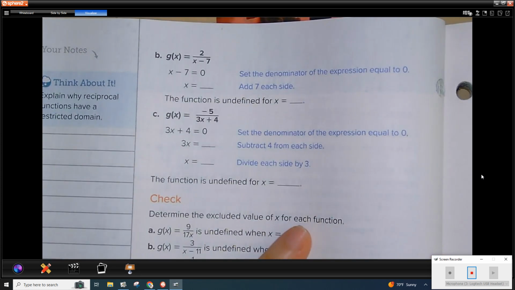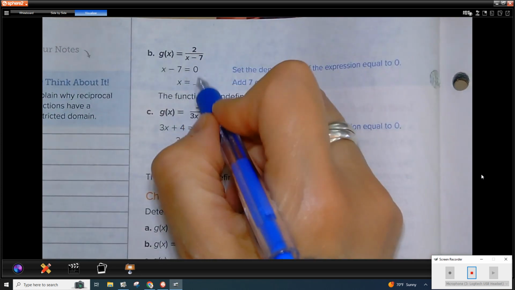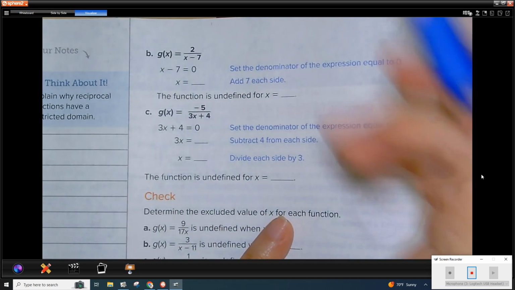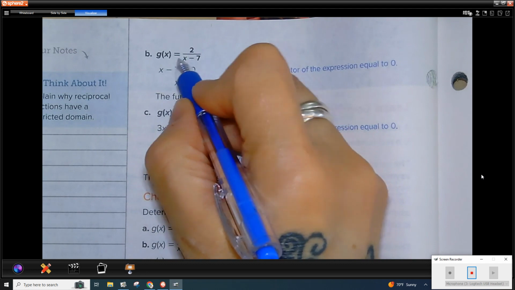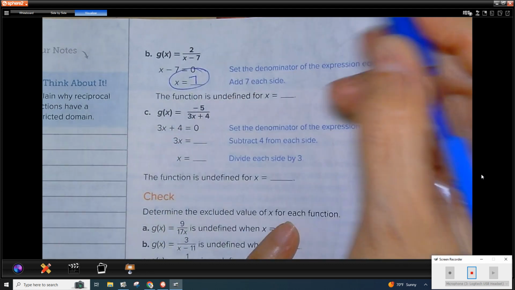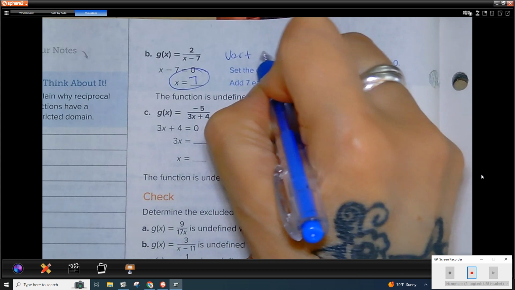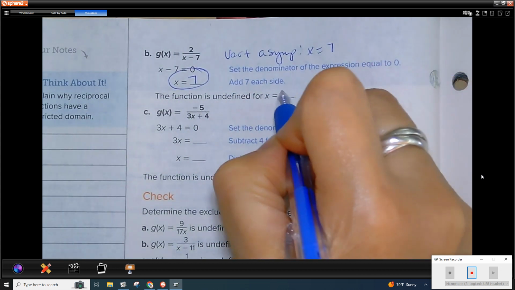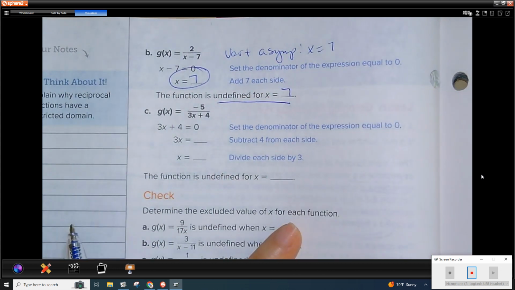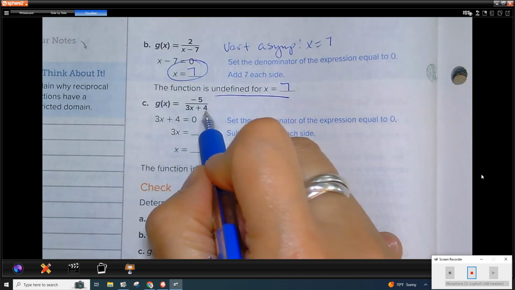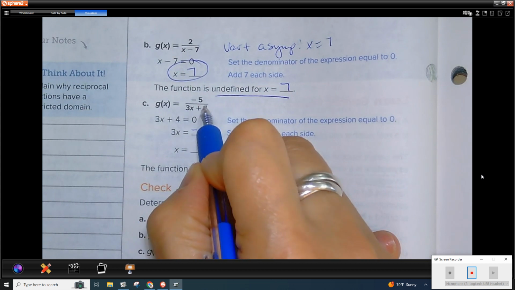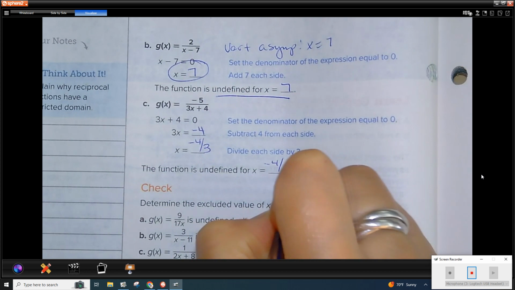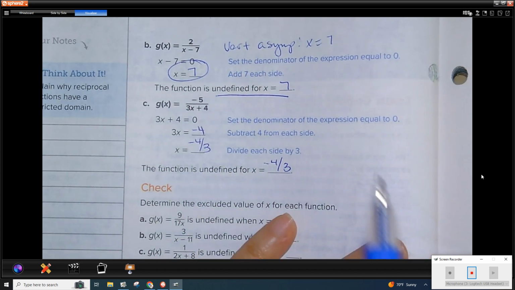Now this one, we're going to set the denominator equal to 0. Again, there's no k, so your horizontal asymptote is 0, y equals 0. So remember I showed you how to take the opposite. So x equals 7, and that's your vertical asymptote. X equals 7, so it's undefined where x is 7. This one, you're going to get this number, which change the sign, negative 4 divided by 3, negative 4 thirds. Vertical asymptote is negative 4 thirds, and it's undefined there.